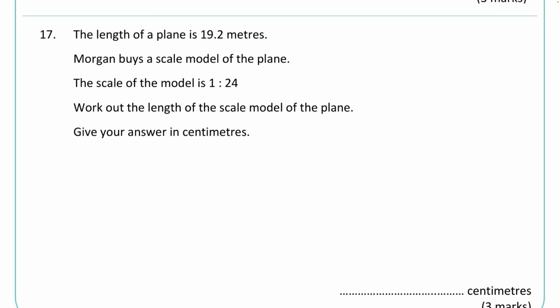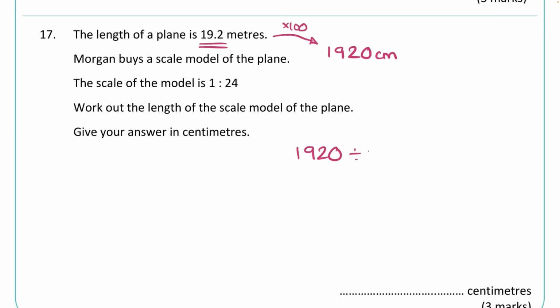So it wants to know the length of the scale model, the smaller version, and it wants the answer in centimetres. So again, we've got some more unit conversions here. We might want to convert this into centimetres. So there are 100 centimetres in every metre. So we need to times this by 100, which would be 1920 centimetres. If we want to go down to the model, then we would want to divide that by 24, as we are going down to that smaller version.